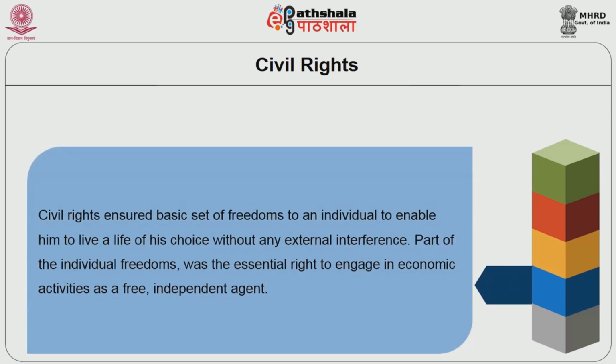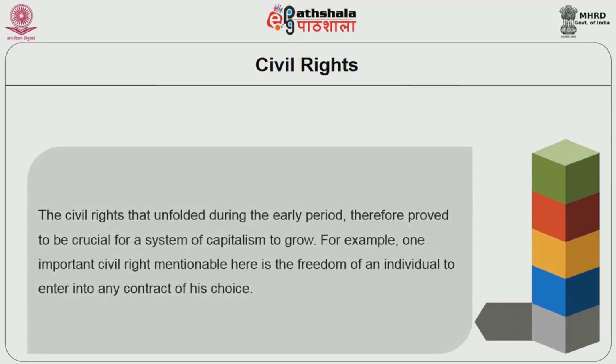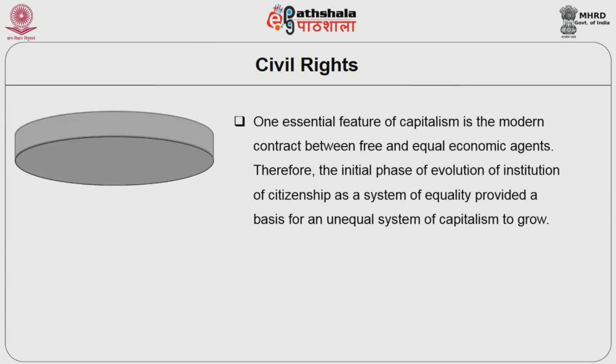Civil rights ensured basic set of freedoms to an individual to enable him to a life of his choice without any external interference. Part of the individual freedoms was the essential right to engage in economic activities as a free, independent agent. The civil rights that unfolded during the early period therefore proved to be crucial for the system of capitalism to grow. For example, one important civil right mentionable here is the freedom of an individual to enter into any contract of his choice. One essential feature of capitalism is the modern contract between free and equal economic agents.